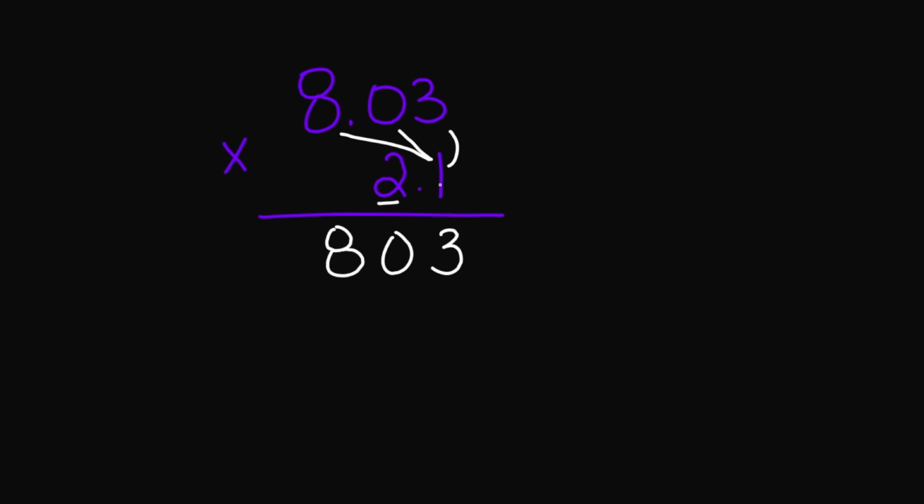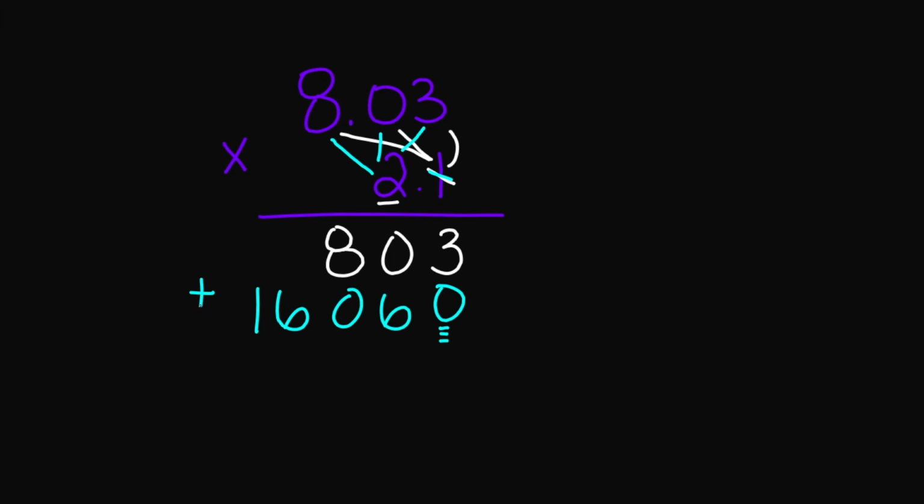8.03 times 2.1. So first we're going to multiply 1 times 3, that's 3. 1 times 0 is 0. 1 times 8 is 8. Now I'm looking here in the tens place, no longer need this 1 here. I'm also going to add my placeholder. So 2 times 3 is 6. 2 times 0 is 0. And then you have 2 times 8, that's 16.